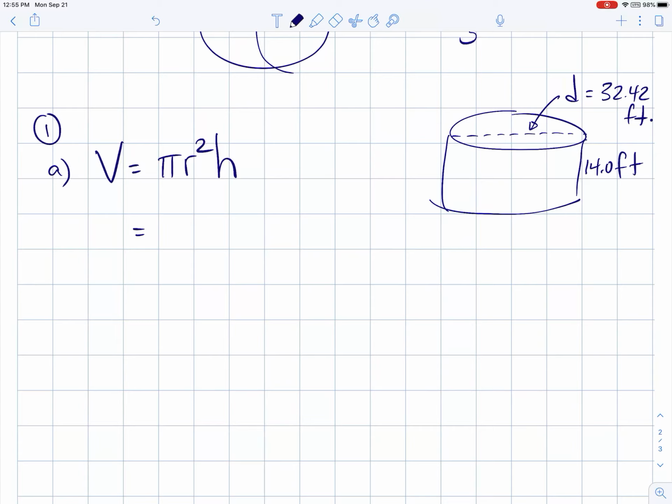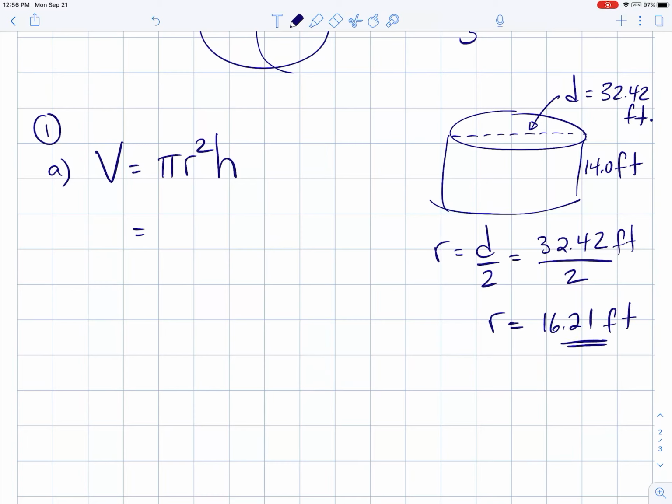We know the diameter. So let's actually calculate the radius. The radius is 1/2 the diameter, or the diameter divided by 2. So we'll take the diameter, 32.42 feet, divide by 2. Now that 2 that we're dividing by is a perfect number, so we won't use significant digits rules for this. Since there's 4 digits in the diameter, we're going to keep 4 digits here in the radius. So that'll be 16.21 feet is the radius, half the diameter.